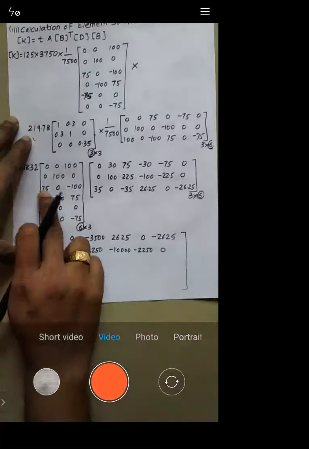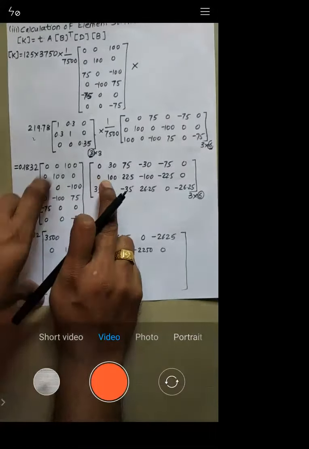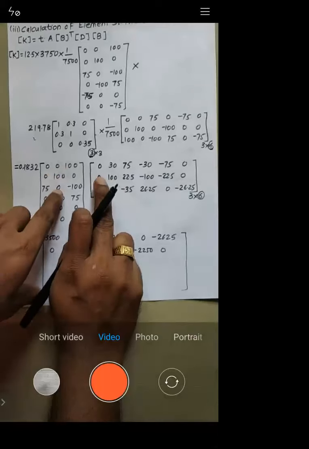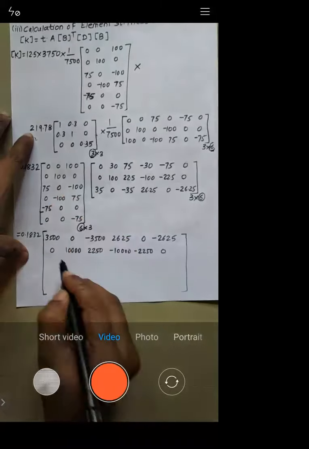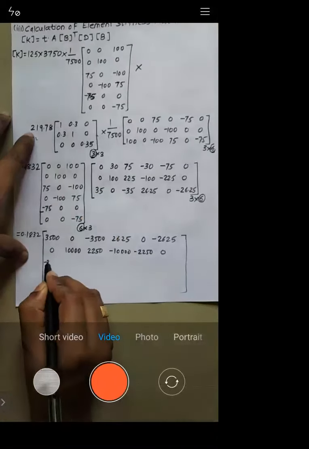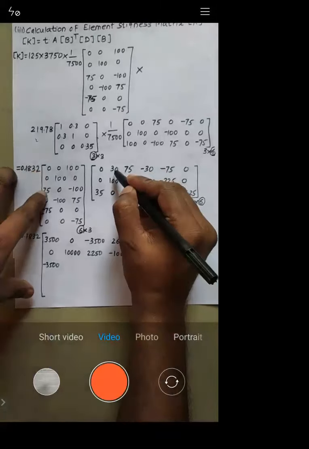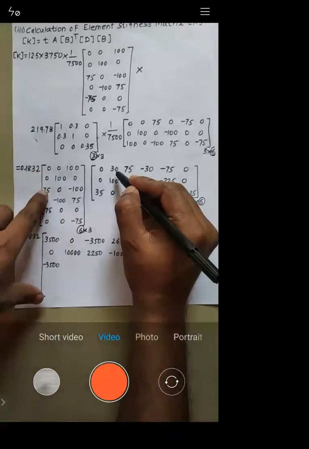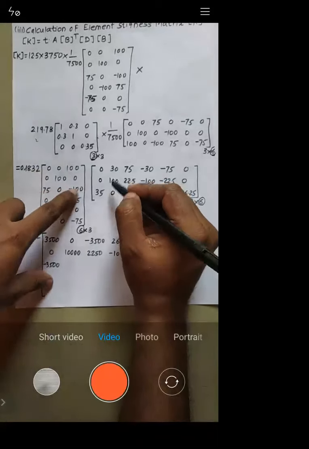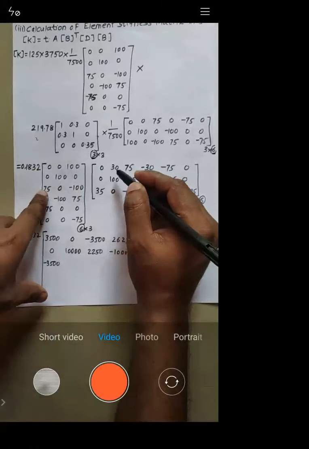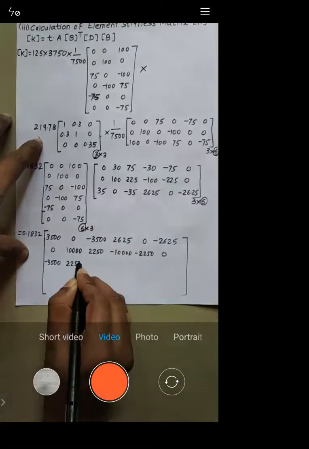Now go for this one. This row into this column. Now initially, this middle term will be 0. 75 into 0 is 0. 0 into 0 is 0. Okay. Minus 100 into 35. So this is minus 3,500. Next, this into 75 into 30. This into this is 0. This into this is 0. So 75 into 30. How much? 75 into 30 is 2250, right?